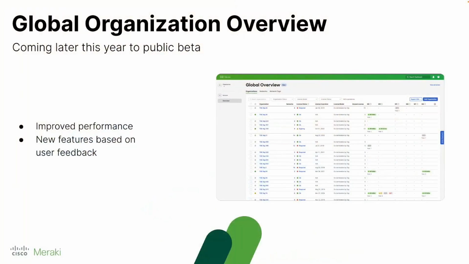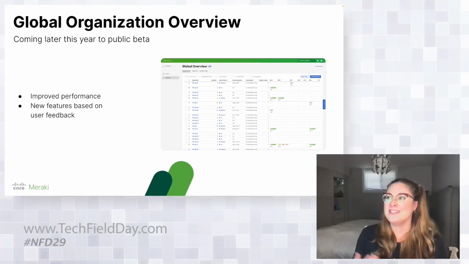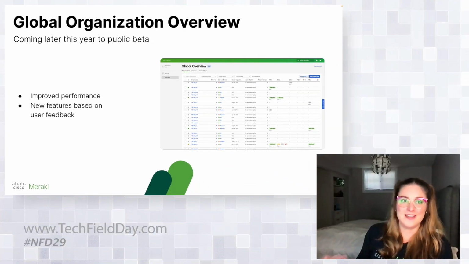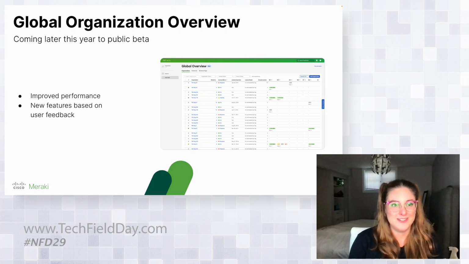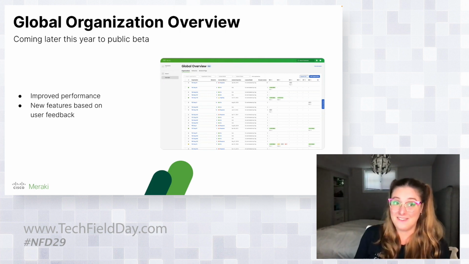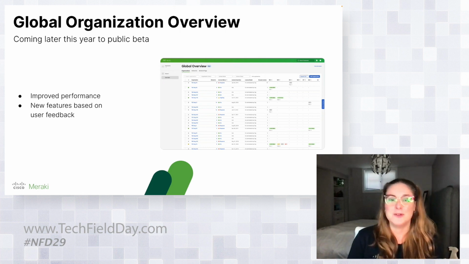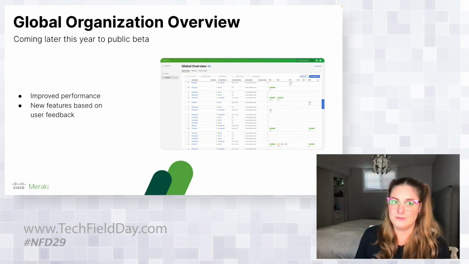So like I mentioned, part of NextGen Dashboard is scale, and we want to make sure that we're supporting our customers regardless of their size, whether it's our smallest or our largest customer. And part of this is our global organization overview page, which will replace our MSP portal. So this isn't actually released yet, and it will be going into public beta later on this calendar year. So it will be very soon, but we focused on improved performance as well as having new features that were highly requested from user feedback.